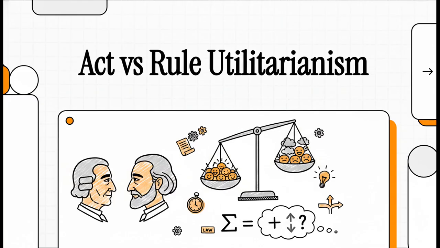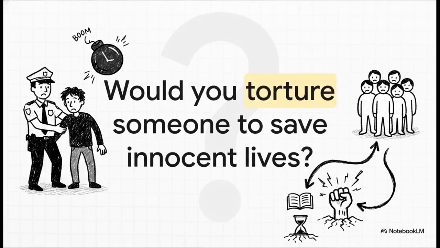But how do we definitively know if an action is right or wrong? Is there like an actual mathematical equation for morality? Well, that is exactly what we're going to explore. So, to get us started, I want you to imagine this scenario.